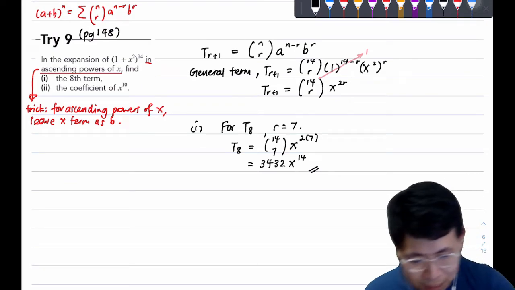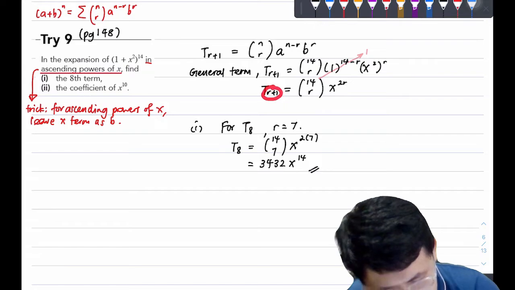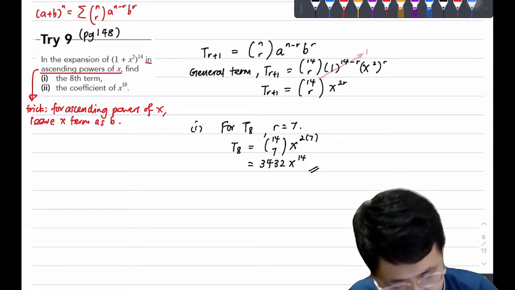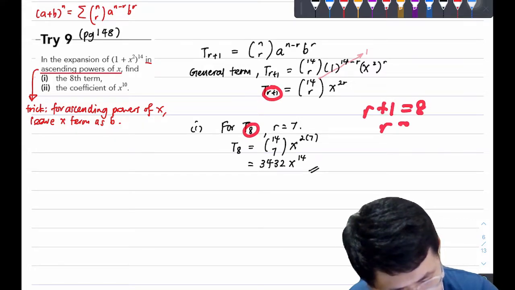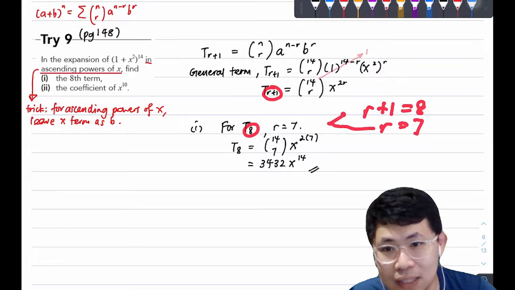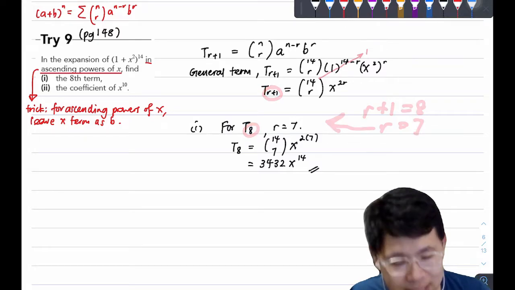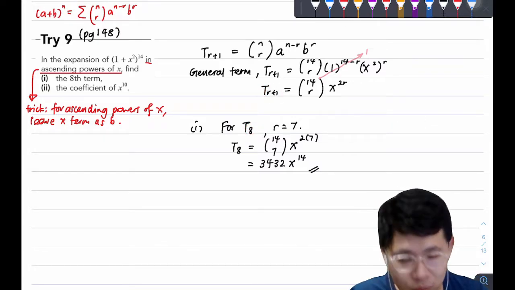One more time, the formula over here is for T(r+1), the (r+1)th term. So when the term is the 8th term, r plus 1 is equal to 8, so r is equal to 7. Then we can substitute into the general term to find the term.